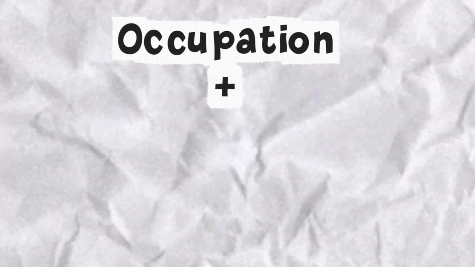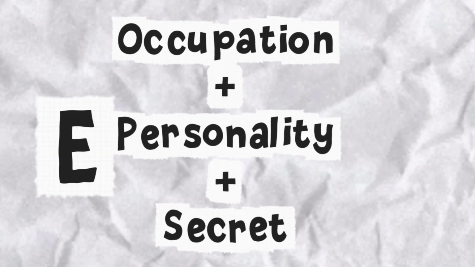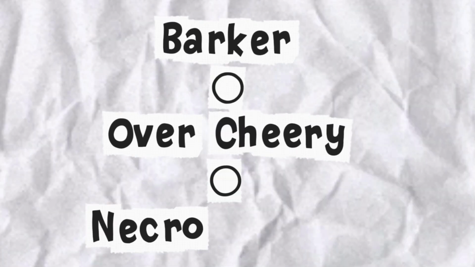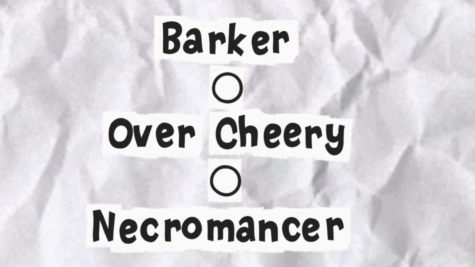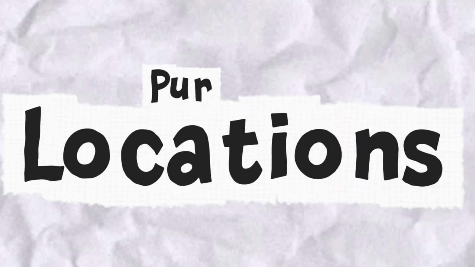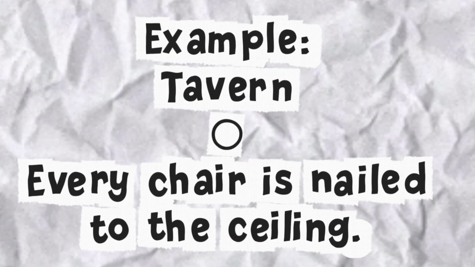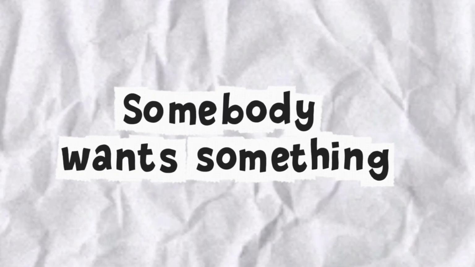And when improvising, you don't have to create something from nothing. You can even use templates. For NPCs, occupation plus personality plus secret. Example, baker. They're overcheery and they're a necromancer. Boom, instant NPC. For locations, purpose plus weird detail. Tavern, every chair is nailed to the ceiling. Done. For quests, somebody wants something. That's it. That's actually basically every quest ever.